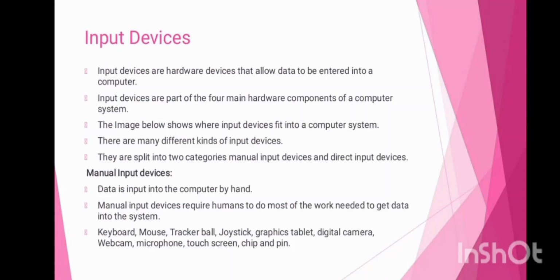There are different kinds of input devices. They are split into two categories: manual input devices and direct input devices. Manual input devices are where data is input into a computer by hand. Manual input devices require a human to get data into a system. These are the input devices: keyboard, mouse, trackball, and so on.